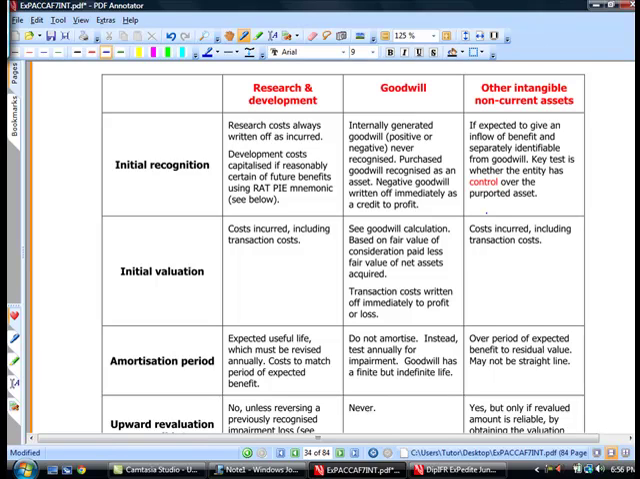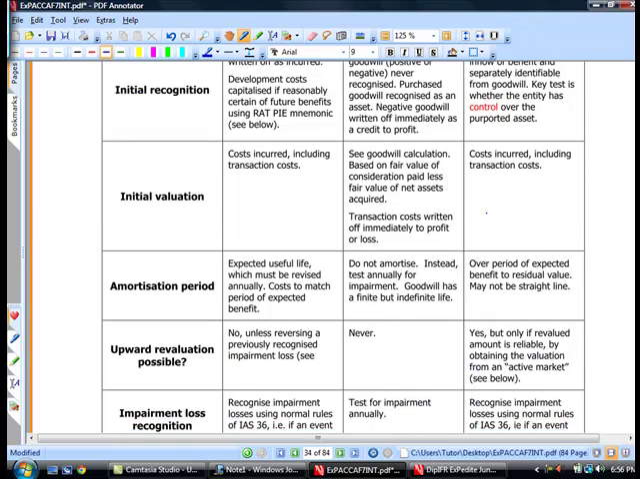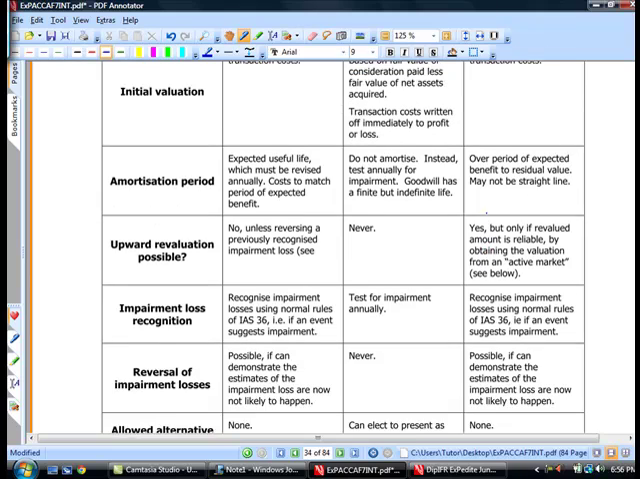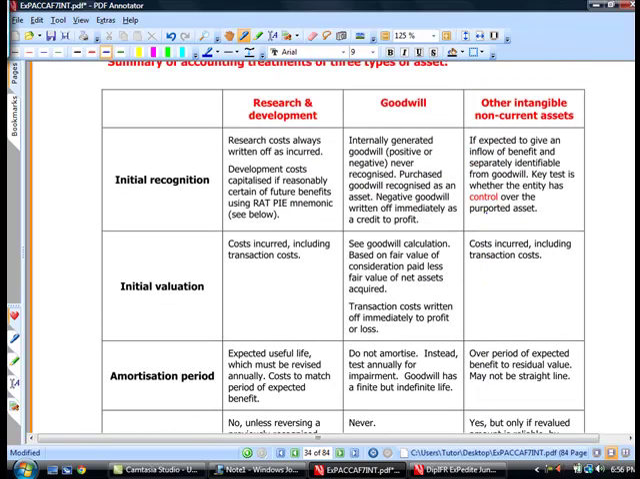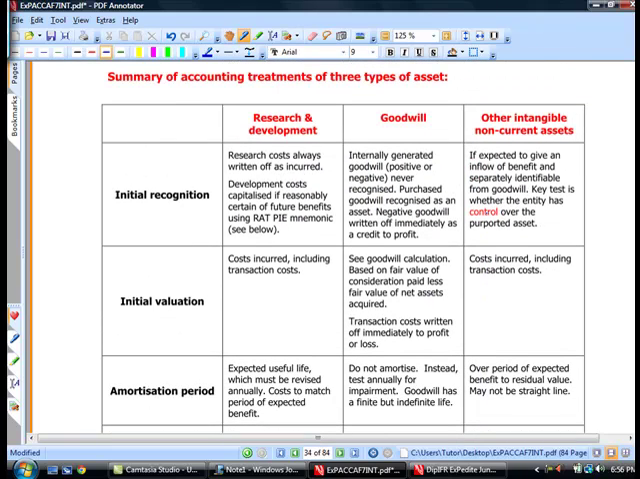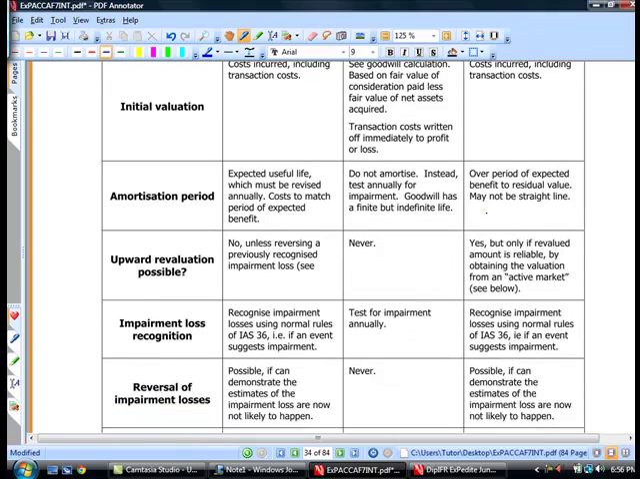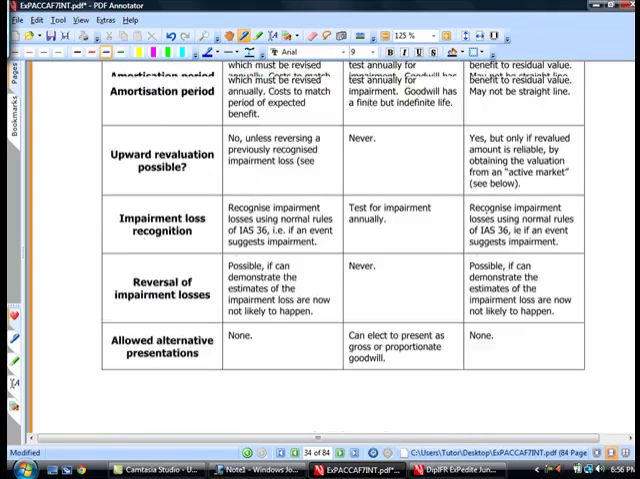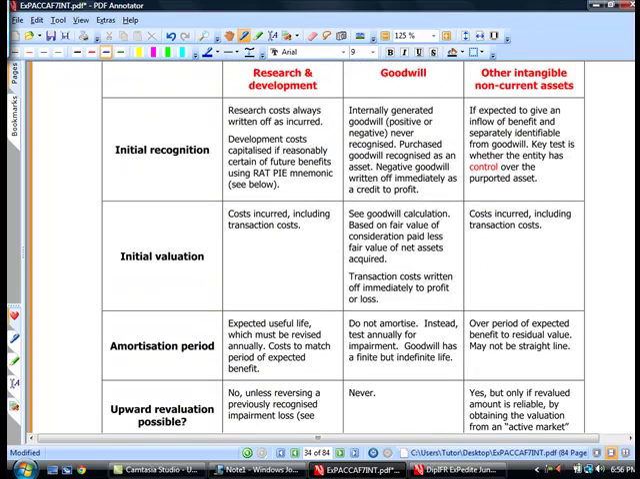What we'll cover in this standard is pretty similar to IAS 16. When should we initially recognize the asset? At which value? How do we amortize it? Do we revalue it? And any impairment loss and allowed alternative for presentation. This is actually covered in tabular form for us, if you are looking at page 34.